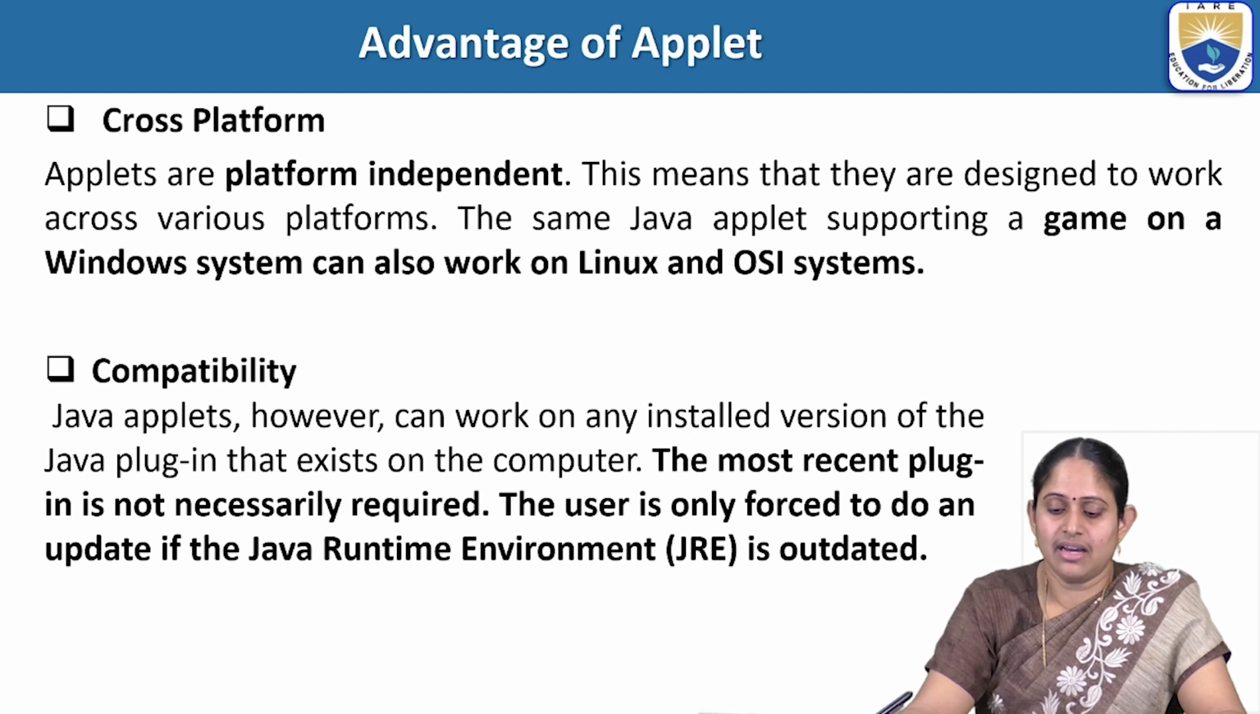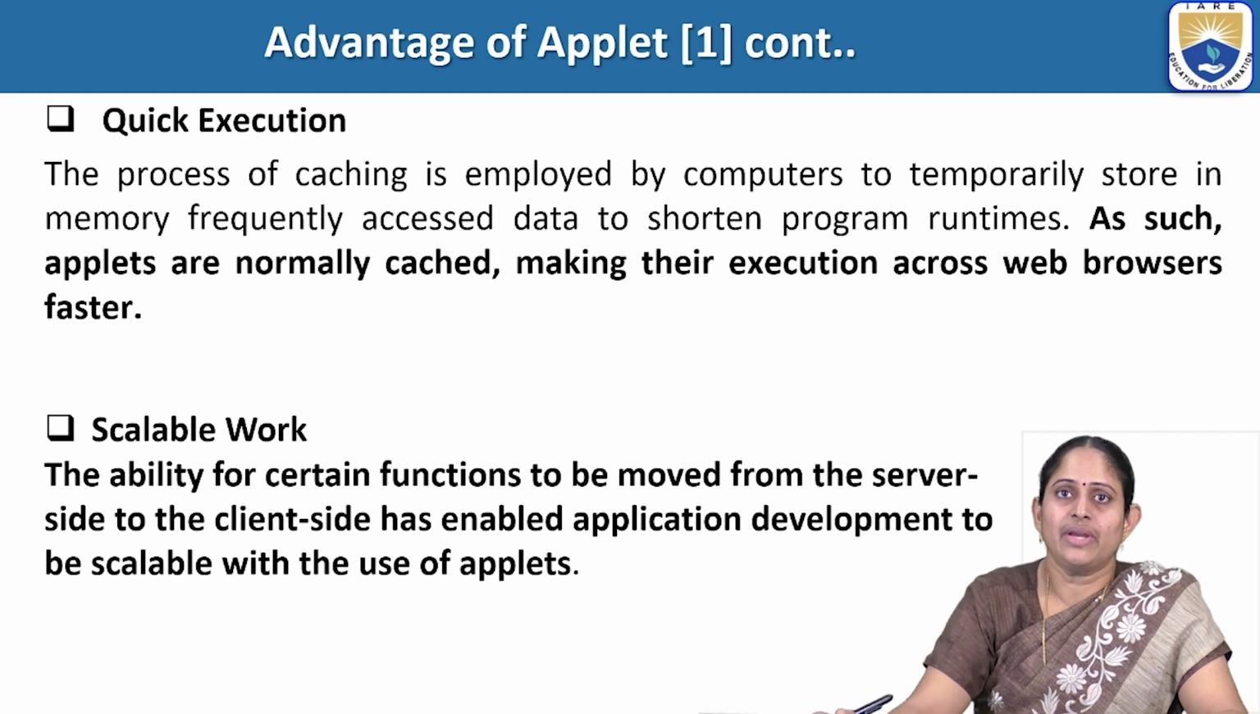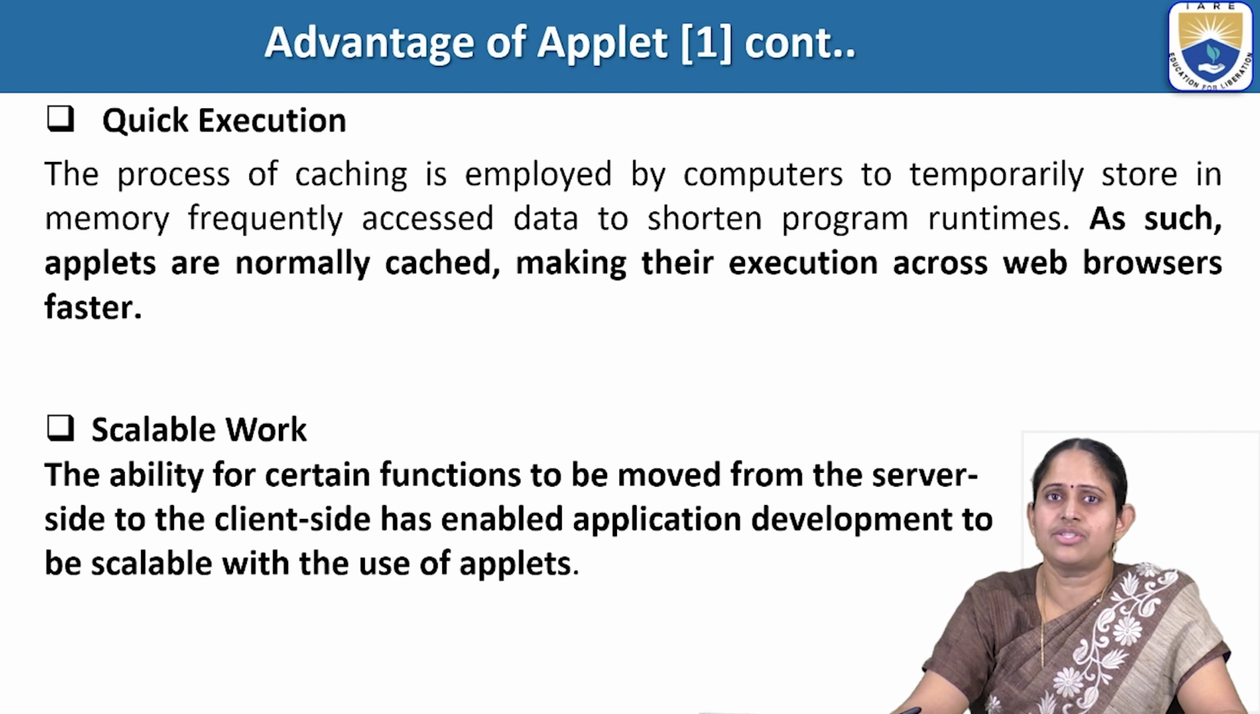Compatibility. These applets can work on any installed version of the Java plugin that exists on the computer. The most recent plugin is not necessarily required. The user is only forced to do an update if the Java runtime environment is outdated. Quick execution. The process of caching is employed by computers to temporarily store frequently accessed data in memory to shorten program runtimes. The applets are normally cached, making their execution across web browsers faster.